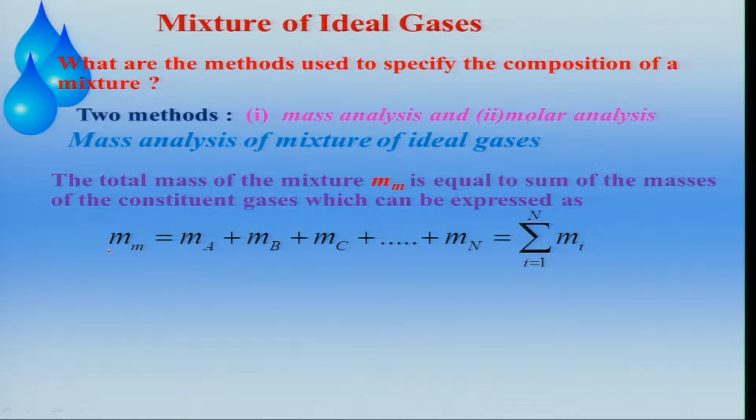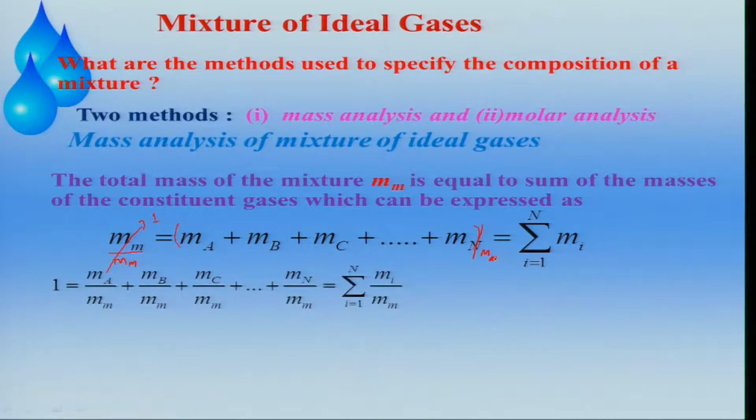And if I divide this equation by the mass of the mixture, similarly here, the mass of the mixture, what will happen? The left side will be equal to 1, and the right side will be m_A by m_m plus m_B by m_m plus m_C by m_m up to m_n by m_m, and I can write this in compact form as the summation of m_i divided by m_m. And what is this term? This is nothing but your mass fraction, right.